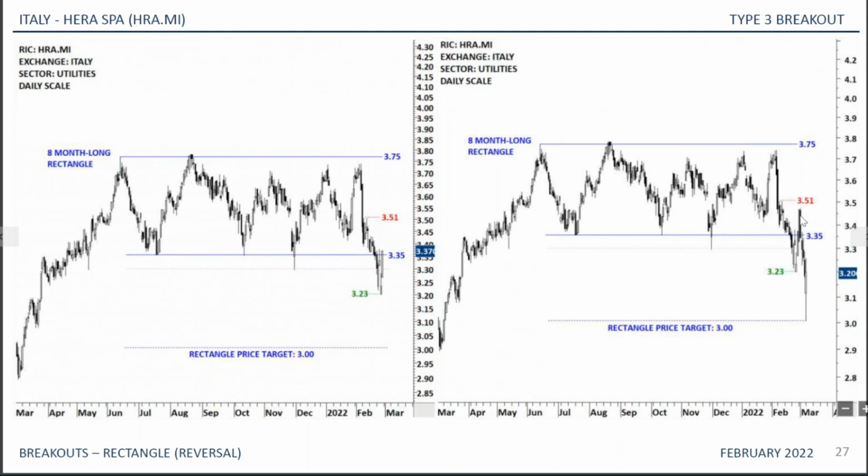So as I'm saying, chart pattern negation levels with rectangles, if you cannot find a minor high or minor low inside the pattern, can be a little bit subjective. Without reaching the pattern negation, recompletion took place and price reached the price target. So this was a type 3 breakout, a stock in Italy.